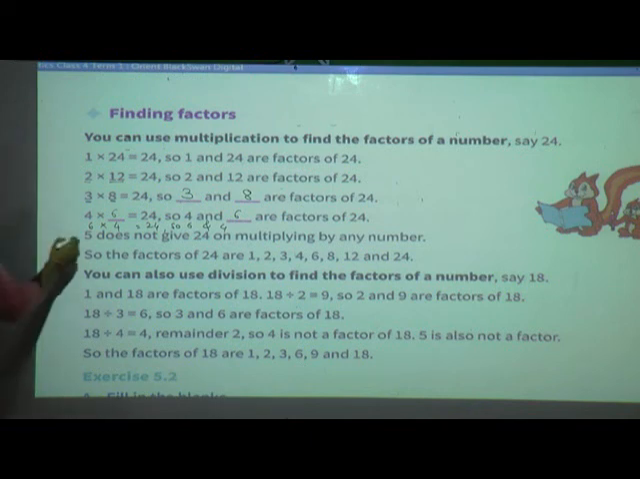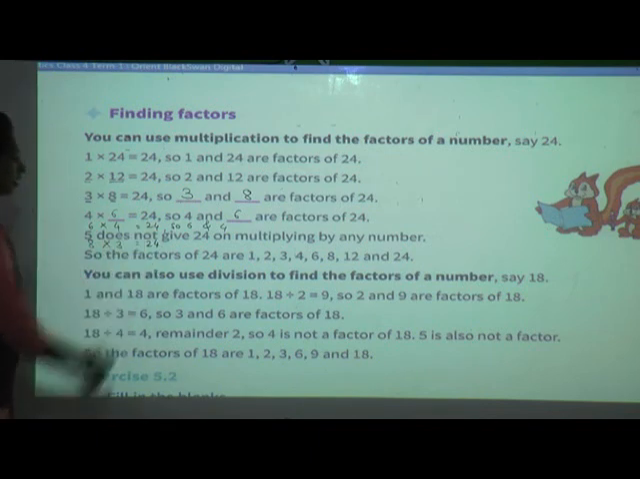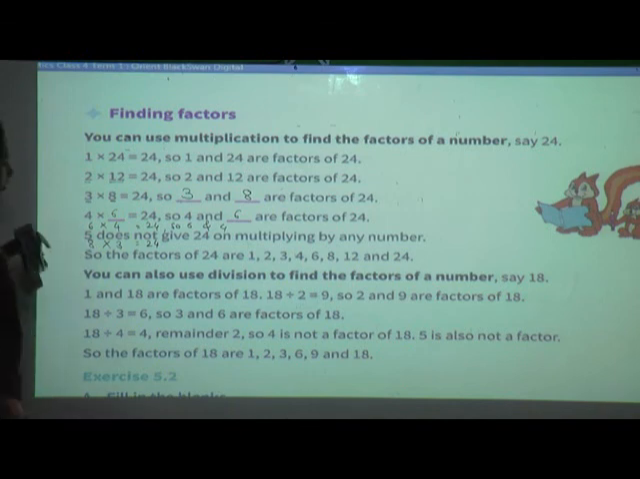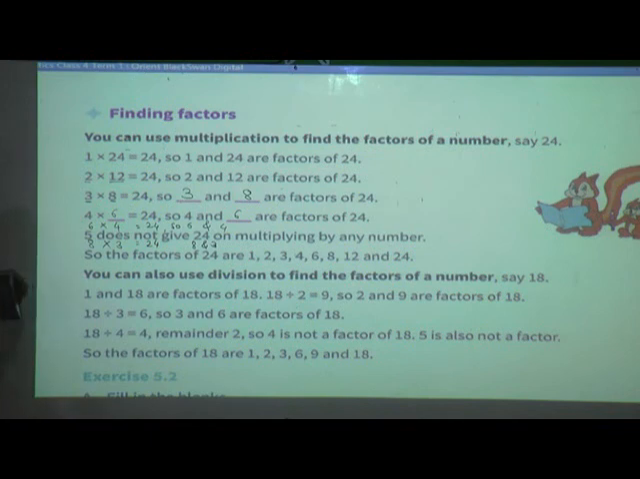Now we'll go with the 8. What about 8? In the 8 table, 24 is there. Which number can we multiply to get 24? 8 3s are 24, isn't it? Yes. So in this way, here 8 and 3 are the factors of 24. In the same way, think about 9, 10, 11, 12.